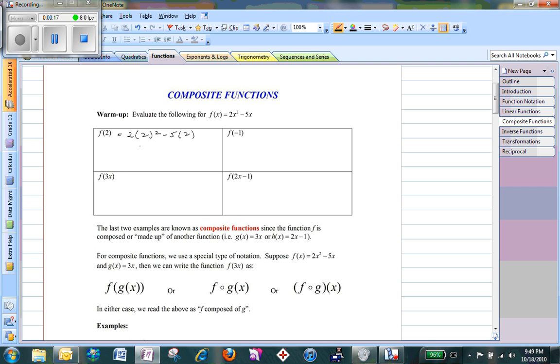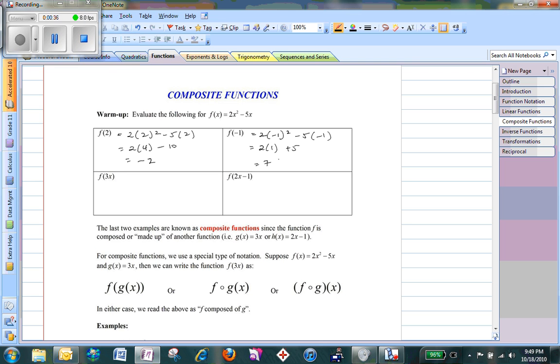Minus 5 times 2, which is 2 times 4 minus 10, which is 8 minus 10, which is negative 2. F at negative 1 is 2 times negative 1 squared minus 5 times negative 1, which is 2 times 1 plus 5, which is 7.